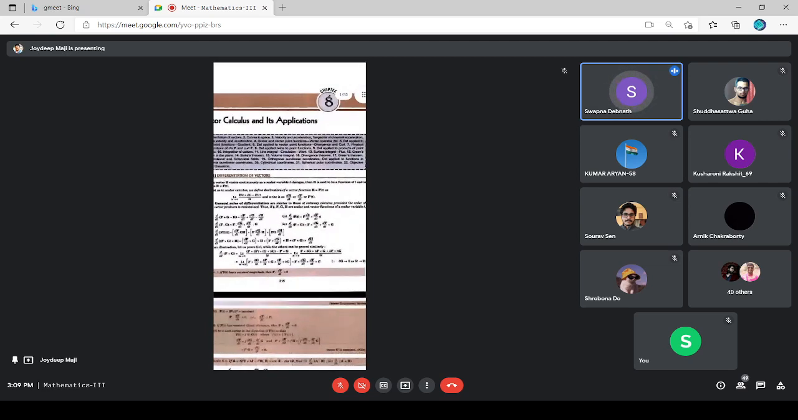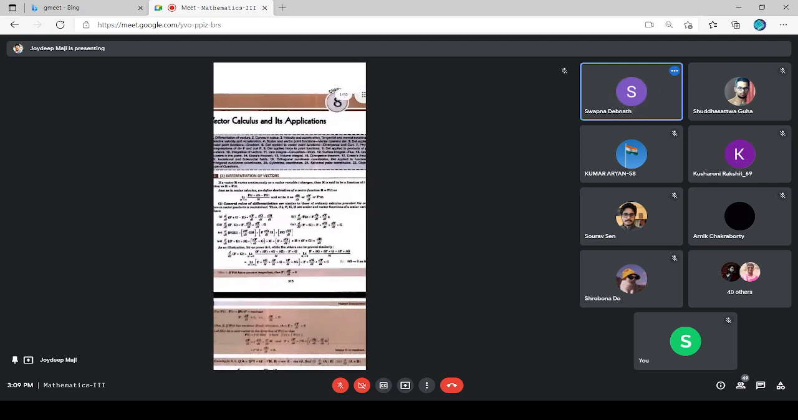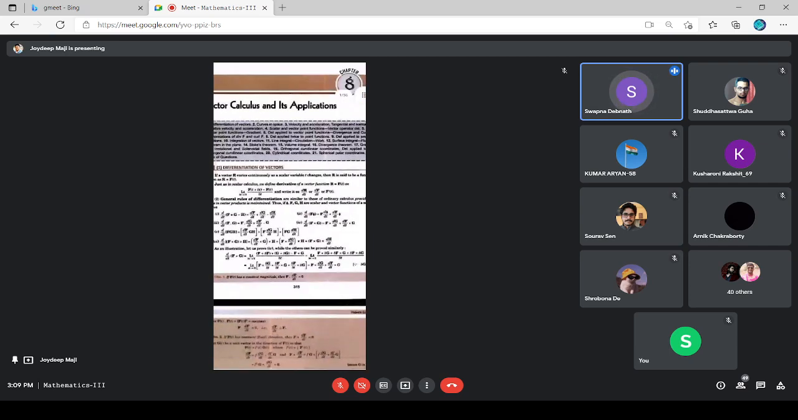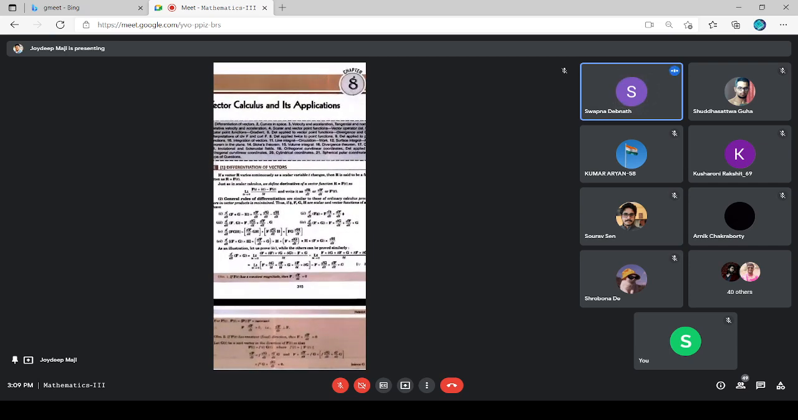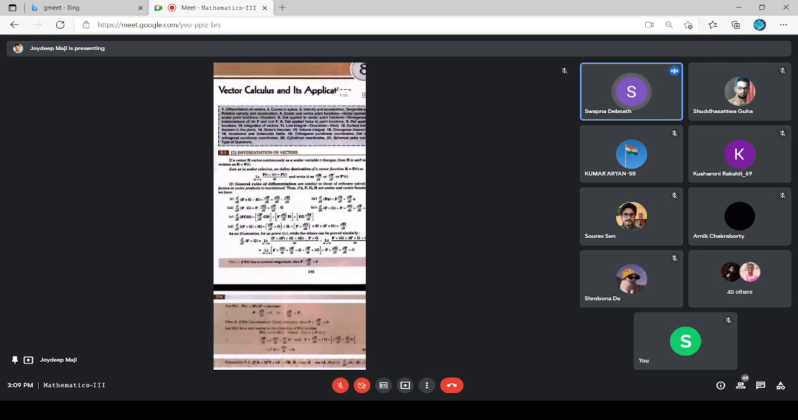Now you see that one observation is there. It may be a small question. See, if F(t) has a constant magnitude, that means its modulus is constant, then show that F dot dF/dt is equal to 0. What is given? The magnitude is constant. That means, come to page number 316. Yes.